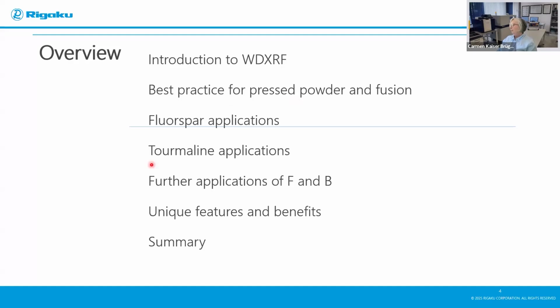Given these two examples of the traditional ways of preparing samples as pressed or fusion, I would also like to share with you further applications for the determination of fluorine and boron, which might be quite interesting for you. And of course, what are the unique features and benefits that we can offer in terms of our equipment to get the best results for fluorine and boron specifically. We will conclude with a summary, and of course, question and answer.